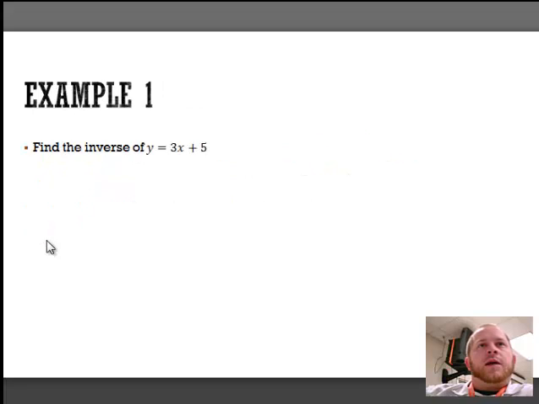Okay, so let's look at this example. First step you need to do is switch your x and your y. So if I go off of this equation, I'm going to take my x over here and substitute my y on this side. Now what I need to do is solve for y. First thing I'm going to do is subtract 5 on both sides. Ignore the bell there. Subtract 5 on both sides to where now I have x minus 5 is equal to 3y.